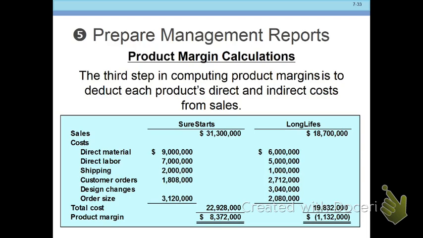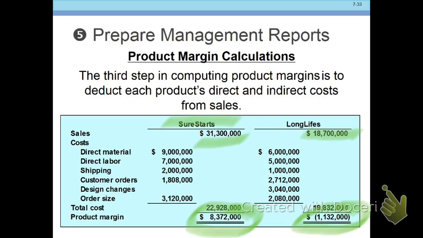So notice, yes, we're losing. I believe they were losing $2 million if I recall correctly. But notice what this tells us: the Sure Starts, which are generating $31,000 in sales, are providing a lot of profit margin. The Long Lifes are not. It's really interesting, but if you look in the real world, a lot of times you'll see companies that have sales going up, but they're less profitable.